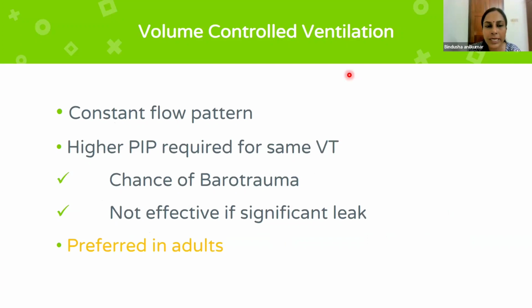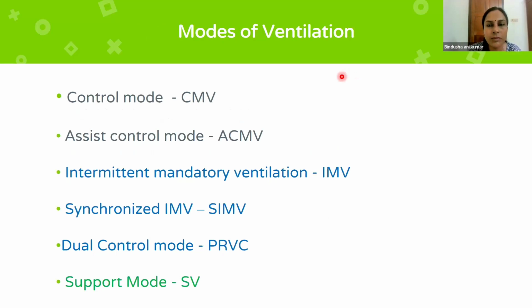And in the volume control ventilation, a constant flow pattern is given, and it requires a higher PIP for the same tidal volume. And here there is chance of barotrauma. If the lung compliance decreases, the ventilator will have to give higher pressure to deliver the same amount of tidal volume. And here it may not be effective if the patient is having significant tube block. Then volume control ventilation may not be effective. It's actually preferred in older children and adults. Okay. So that is the basic difference between the pressure control ventilation and volume control ventilation.